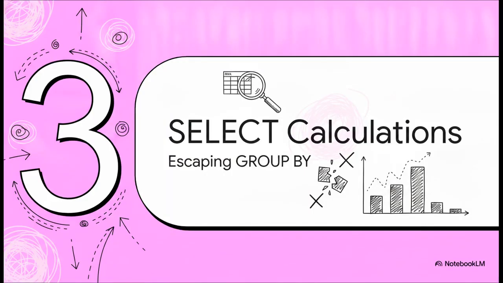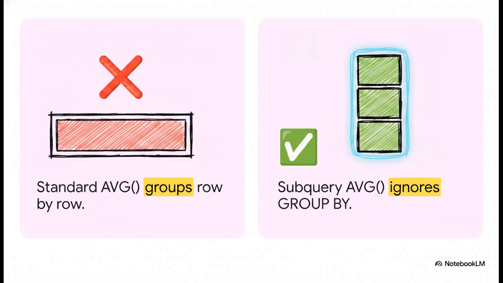Okay, let's look at number 3, calculating inside select statements and how to escape the dreaded group by trap. I mean, have you ever tried to compare an individual row's value against the grand total average, only to watch your group by clause completely ruin all your math? It's so frustrating. Check out the limitation of standard aggregation.